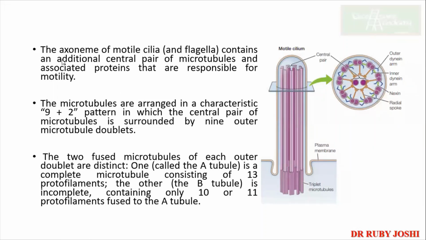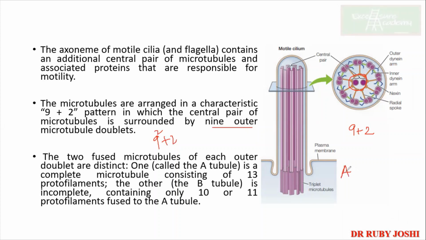Okay, so as I was saying, the axoneme of the motile cilia and flagella contains an additional pair of microtubules and associated proteins which is responsible for the movement. They are arranged in a 9+2 pattern, in which the central pair of microtubules is surrounded by the 9 outer doublets, please remember.